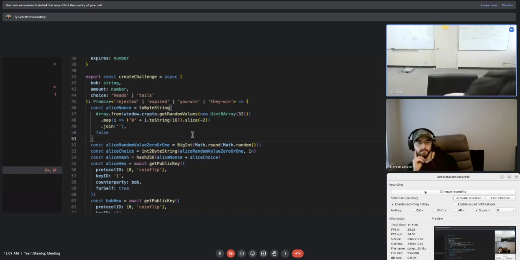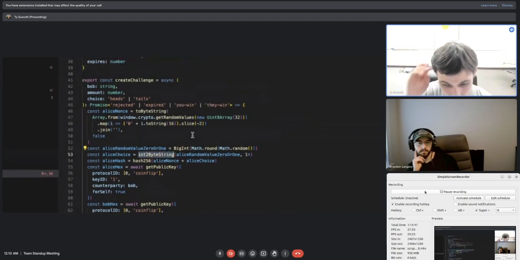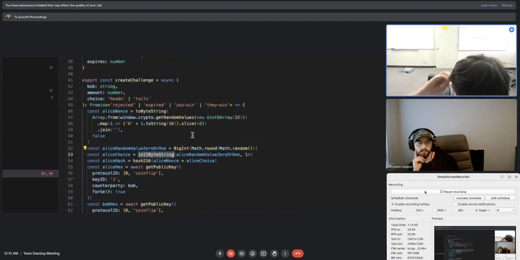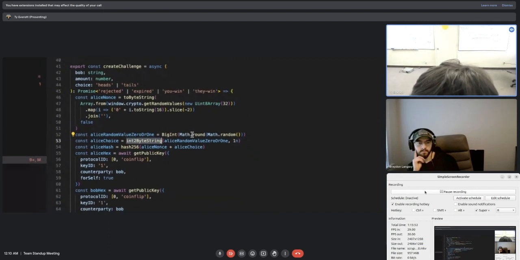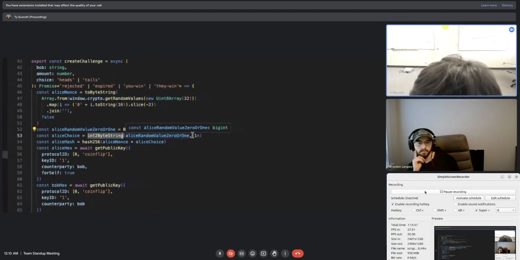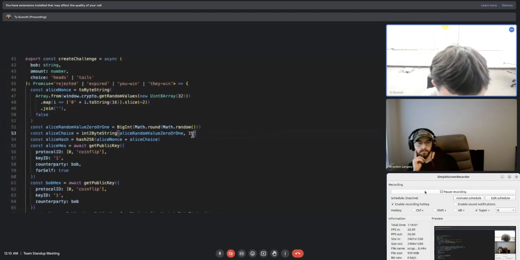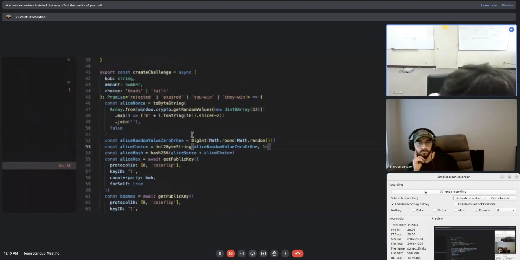Then Alice is going to create a choice for herself, which is computing the byte string version of that number, that big int. So it converts int to byte string, and you pass in any integer, big int, and then you also pass in the size, and it computes a correctly sized byte string with that size. So that's how int to byte string works.